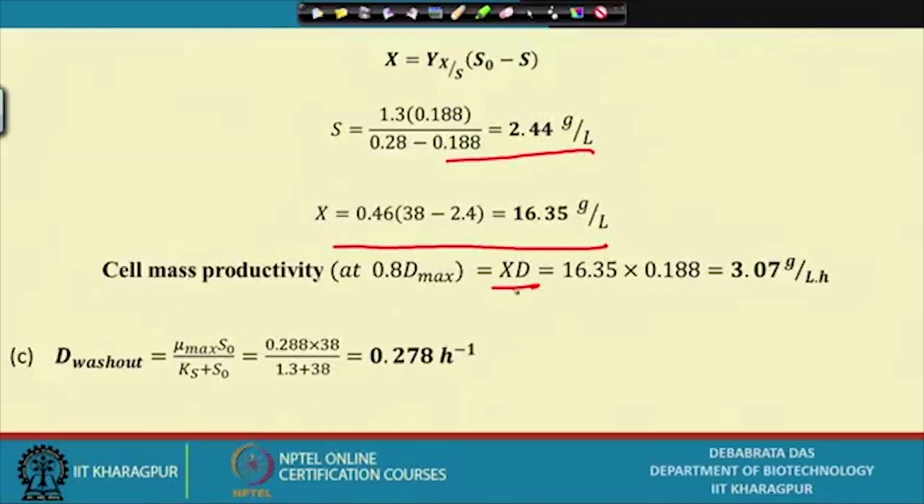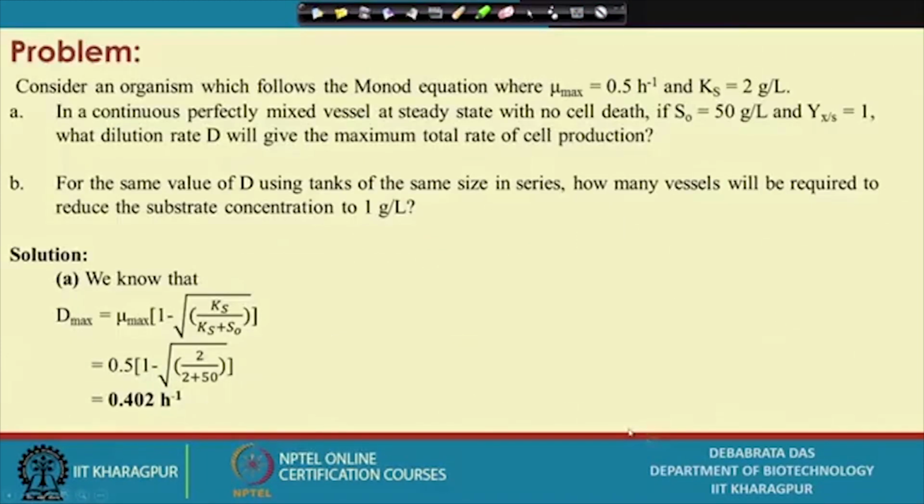Now what is the productivity? Productivity is nothing but x into D. So we know the value of x, we know the value of D, so you multiply that, we will get 3.7 gram per liter per hour. Now D washout, I told you that the initial substrate concentration is 38 grams per liter. If you put this value, then we will get the D washout value. So this is a typical problem. I hope everybody can understand and can solve it by yourself.